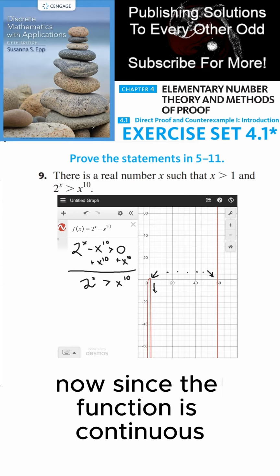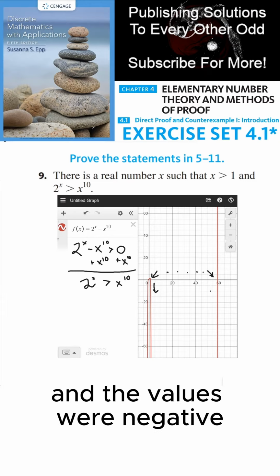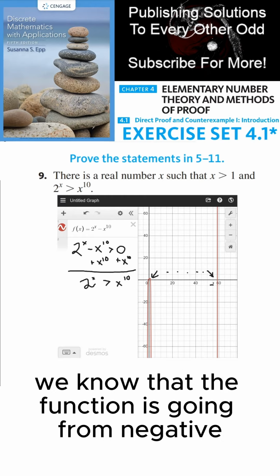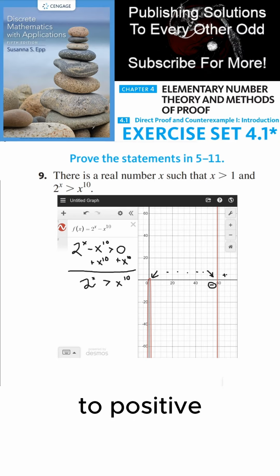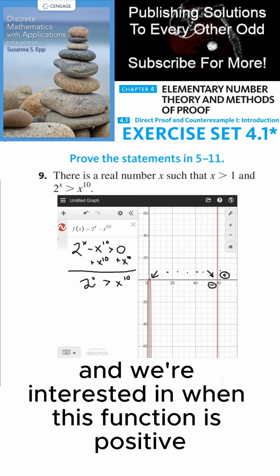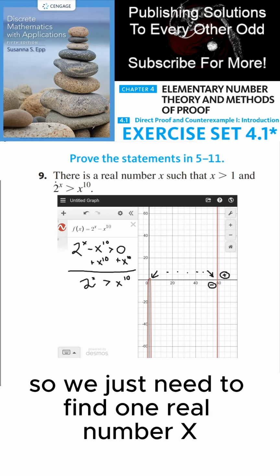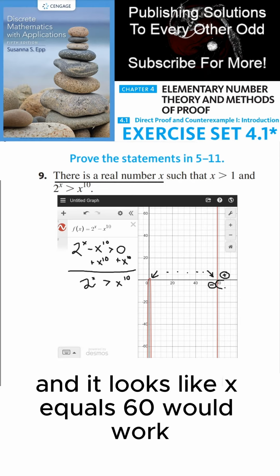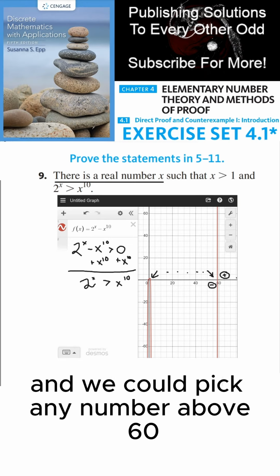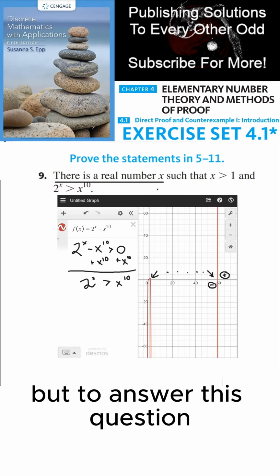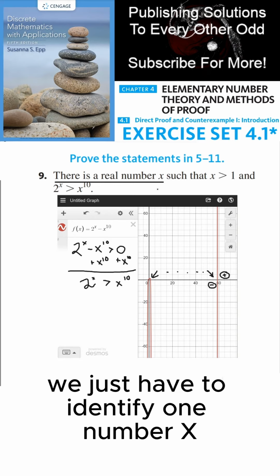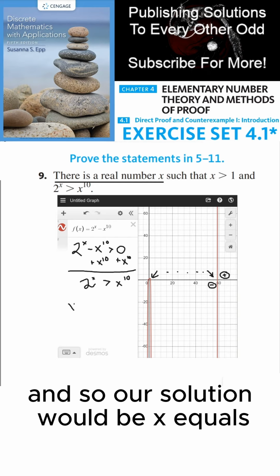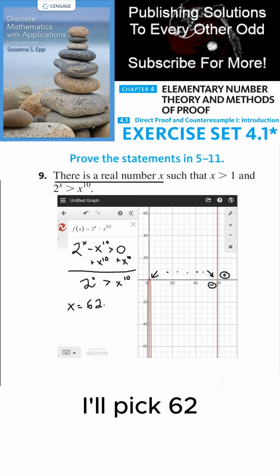Now, since the function is continuous and the values were negative, that means when this function crosses the x-axis again, we know that the function is going from negative to positive. And we're interested in when this function is positive. So we just need to find one real number x that makes this work. And it looks like x equals 60 would work. We could pick any number above 60, but to answer this question, we just have to identify one number x that satisfies this equation. And so our solution would be x equals, I'll pick 62 because I like that number.